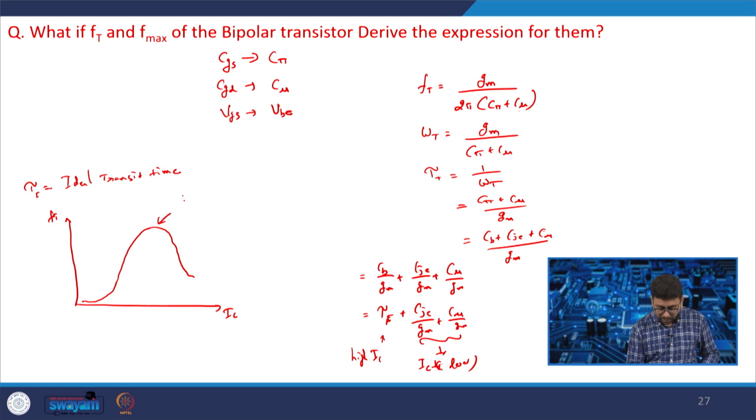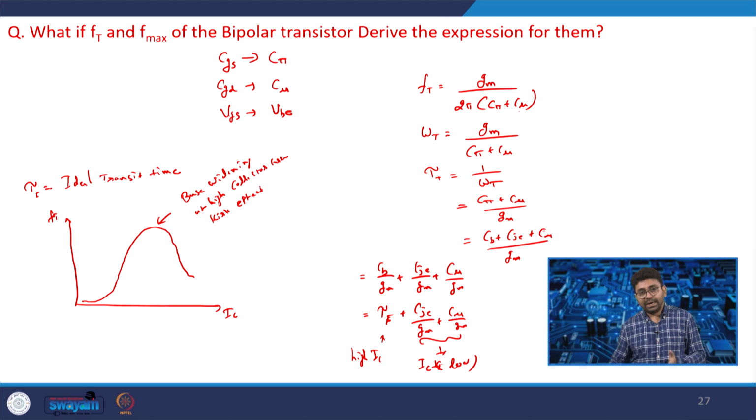So, due to base widening at high collector current, there is a Kirk effect. That effect is called the Kirk effect, and due to that your transition time, tau f, is increasing, and that will reduce your Ft. So, this is what is Ft of the BJT.